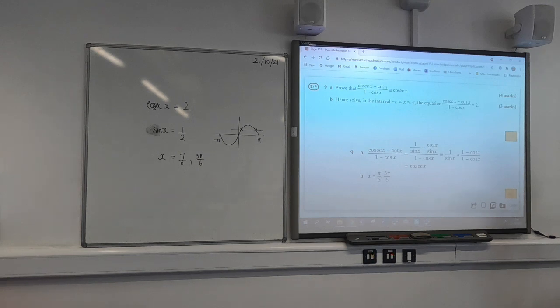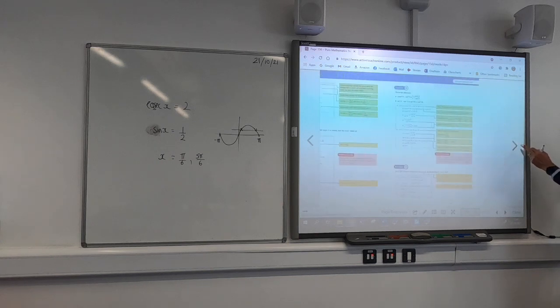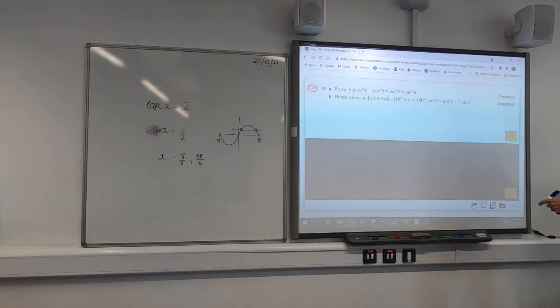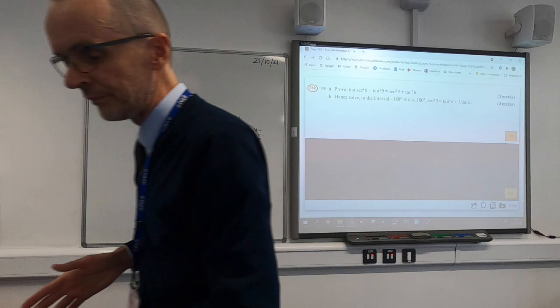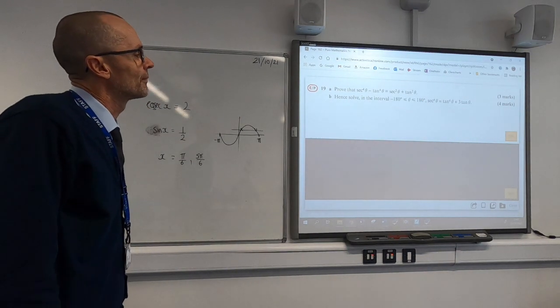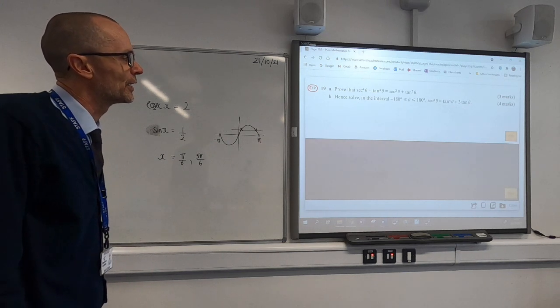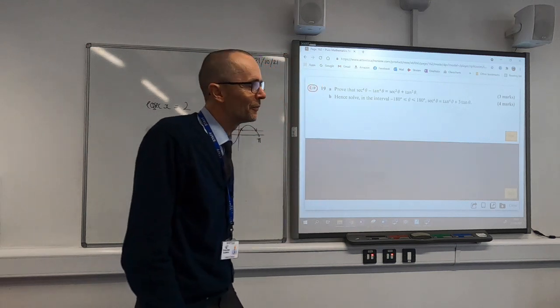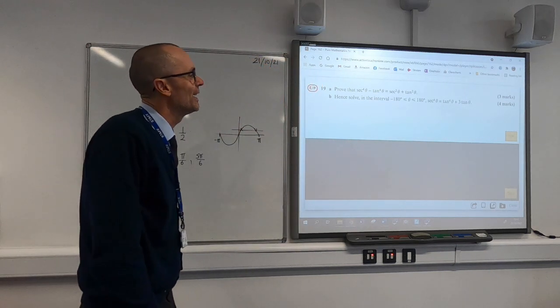Good stuff. So proving and solving in the same question. I really like these. Let's do another one. So we're going to jump to page 163 and question 19. Now, if this prove thing looks a bit familiar, well, there's a reason for that, but try and do it without looking back at yesterday's notes just to see.